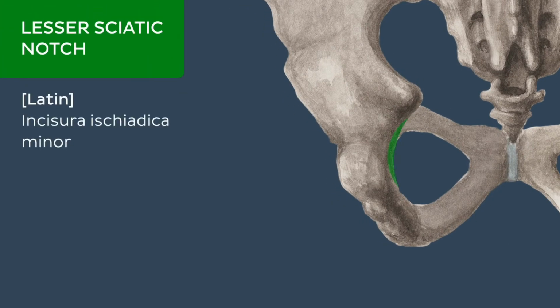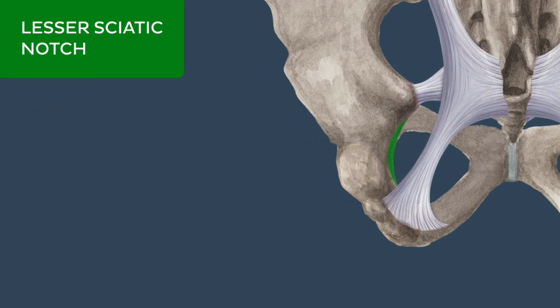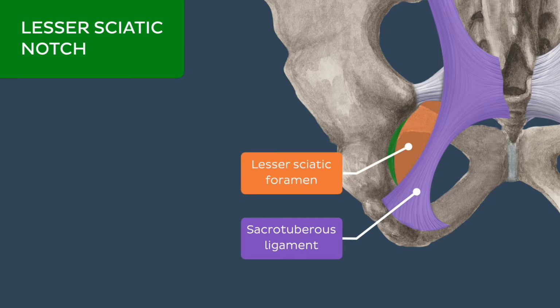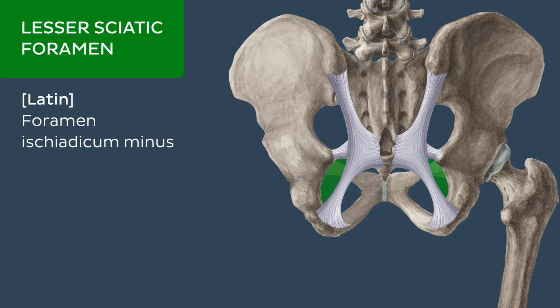We mentioned another notch earlier, the lesser sciatic notch. This notch lies between the ischial spine here and the ischial tuberosity. When we add this ligament here, the sacrotuberous ligament, this notch becomes what is known as the lesser sciatic foramen. The lesser sciatic foramen has many important structures passing through it, including the obturator internus muscle, the nerve that supplies this muscle, the internal pudendal vessels, and the pudendal nerve.